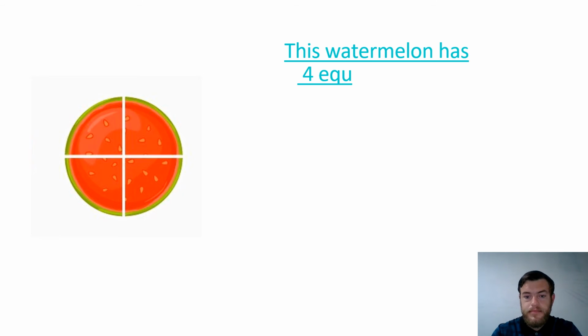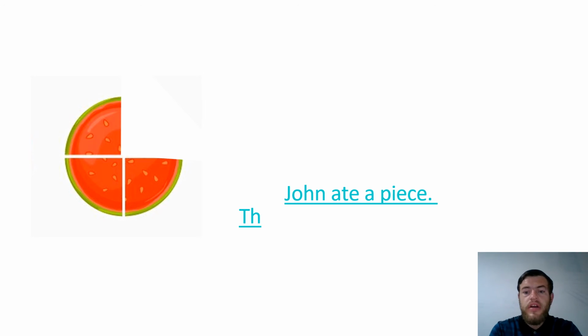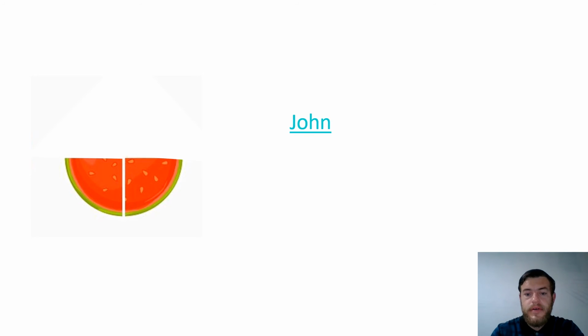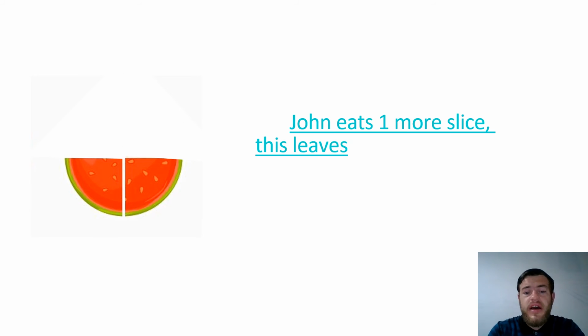The following picture is a watermelon, which is cut up into 4 equal parts. John ate a piece. This leaves 3 out of 4 pieces left. John ate one more slice. This leaves 2 out of 4 slices left, which means that there is only 1/2 of the watermelon left.